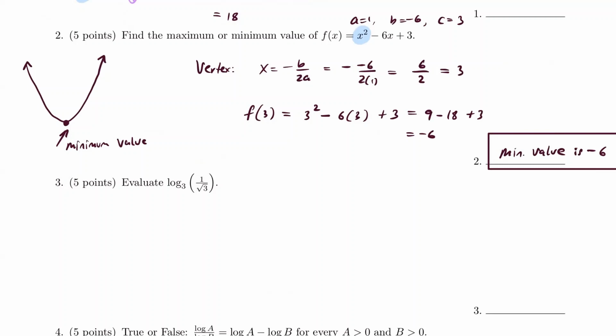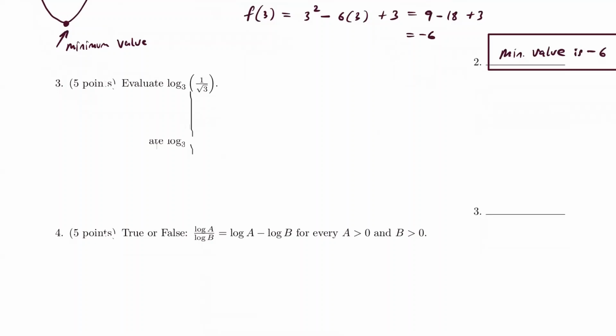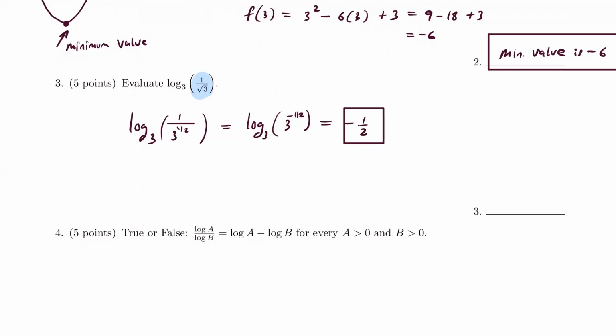All right, moving on to the next problem, number 3. We're going to evaluate this by using the definition of logarithms, translating it into an exponential, or you can use the property. I'm going to rewrite the input. You can write it as log base 3 of 1 over 3 to the power of 1/2. Then this can be written as the log base 3 of 3 to the negative 1/2. By one of the properties, this is equal to just what's in the exponent, negative 1/2. So there you have it. That's one way to do it.